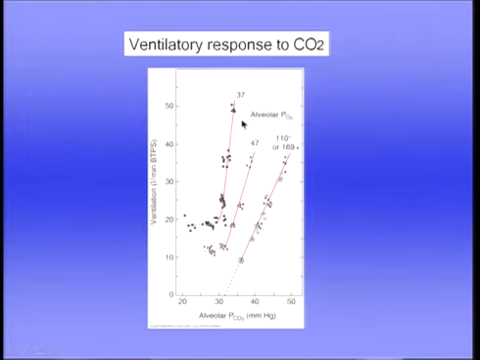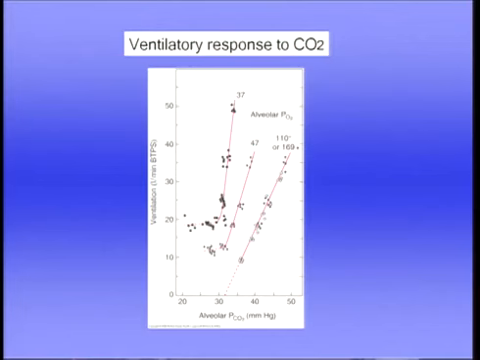For example, if we drop the alveolar PO2 to around 37 millimeters of mercury, there's a very steep increase in the rate of ventilation with a change in PCO2, much more so than when the PO2 is the normal value of 100 or even increased to 169 here. So there's interaction between the two stimuli here, the PO2 and the PCO2. Of course, the ventilatory response to CO2 is mainly through the central chemoreceptors.